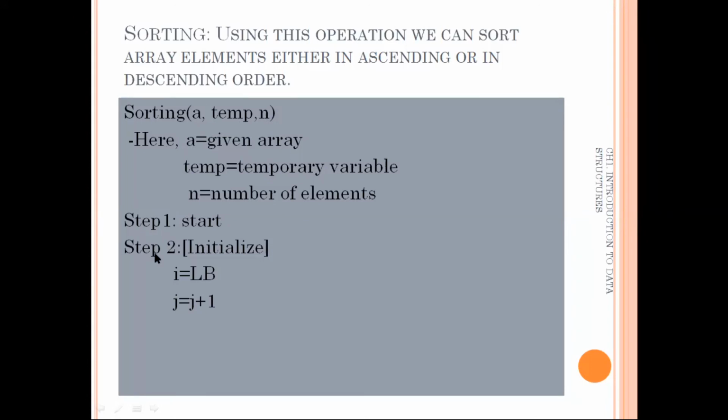Now we are going to start the algorithm. Step 1: start. Step 2: initialize. What will be initialized? i and j. i equal to lower bound and j equal to i plus 1. That was my mistake earlier, j equal to i plus 1.